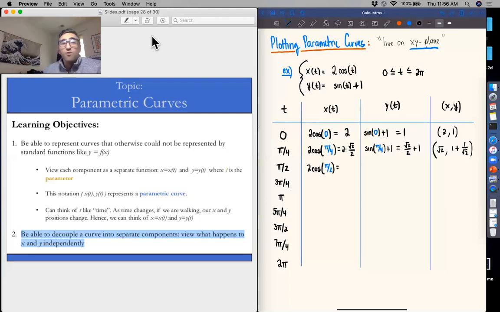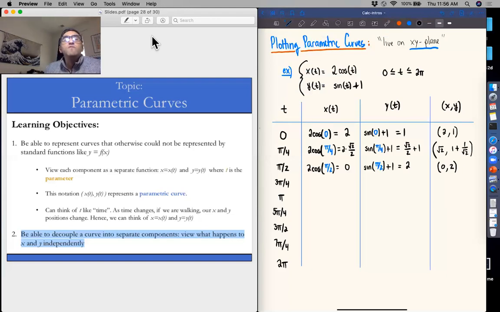In this case, or in general, cosine of pi over 2 is 0. So this is a big old 0. Sine of pi over 2 is not 0 though. Sine of pi over 2 is actually equal to 1. So we have sine of pi over 2, 1 plus 1 gives us a 2. So the next value we plot, 0, comma 2.